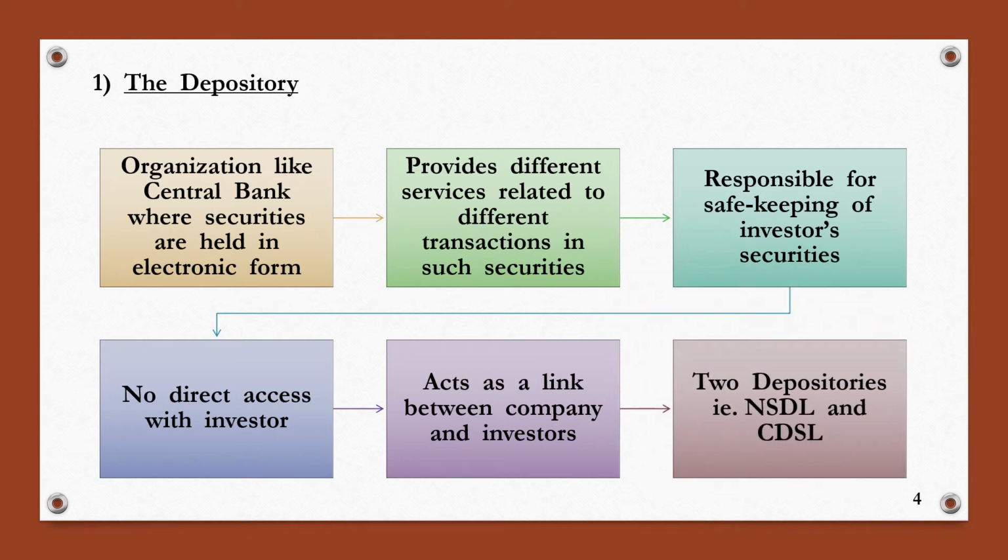Lastly, as discussed earlier, there are two depositories in India, that is NSDL, the full form being National Securities Depository Limited, and CDSL, the full form being Central Depository Services Limited. Thus, the depository is the most important organization in the entire depository system, as the securities of each and every investor in the country are completely handled by the depository in a very safe manner.